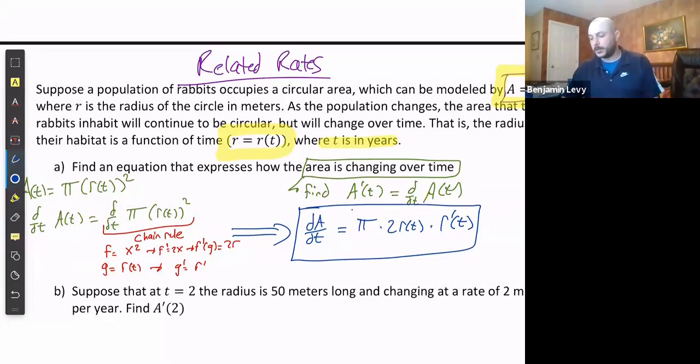What do you think? Does that seem okay? Questions about the implicit differentiation at all, or the problem set up, anything like that?